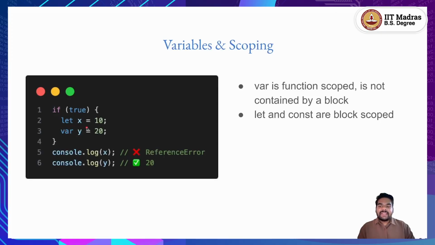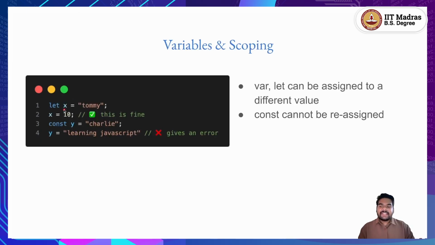So x being declared with let, it does not go out of the block. The scope is limited to this block only. Var only cares about the function it is declared inside. That means it will go out of the block, and even here if I console.log, it will give me an output. But this will give me a reference error.